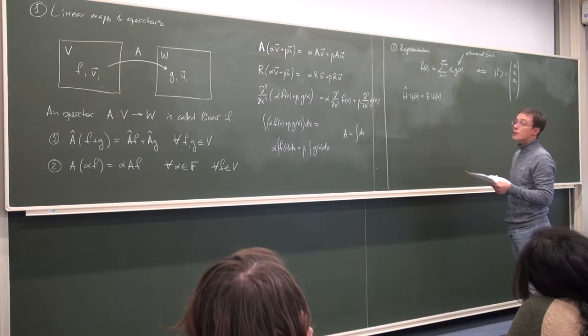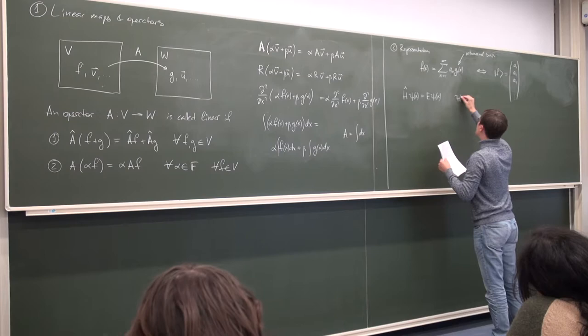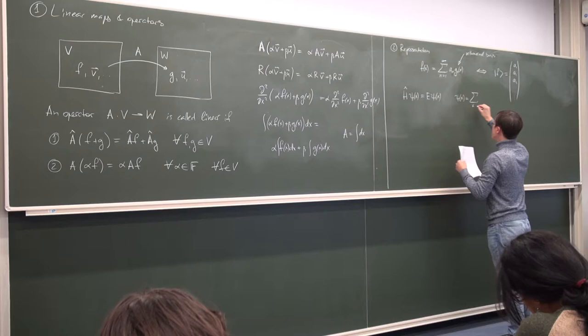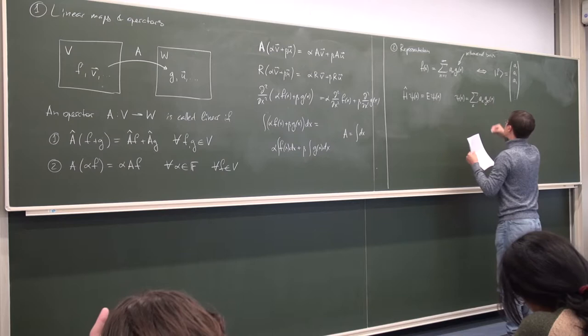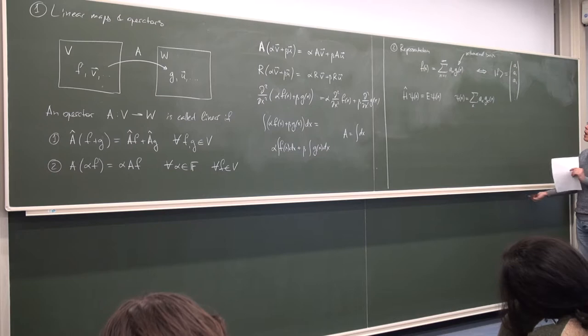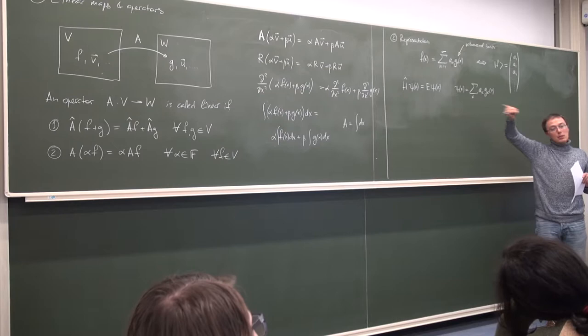And we will do the following. We will write our psi. We say there surely must exist an expansion like this: sum over k, a_k g_k of x, in some basis set that we can pick. Okay, if we take this and we substitute it into that equation, what's going to happen?